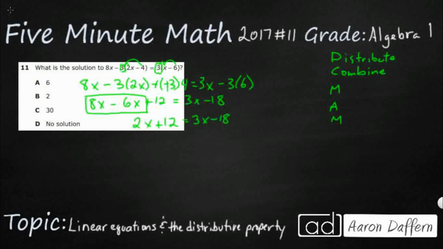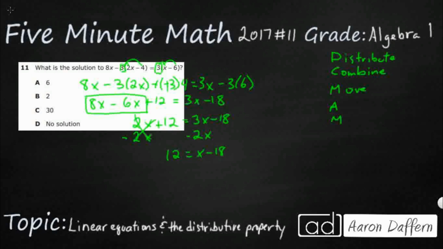Now we get into the move. I need to move so that I've got my x's on one side, my constants on the other side, and you always want your x to be positive. So this is what I'm going to do. I'm going to subtract 2x from both sides. I know that if I do that, I'll get rid of that. And that's going to leave me with a positive x. X minus 18.